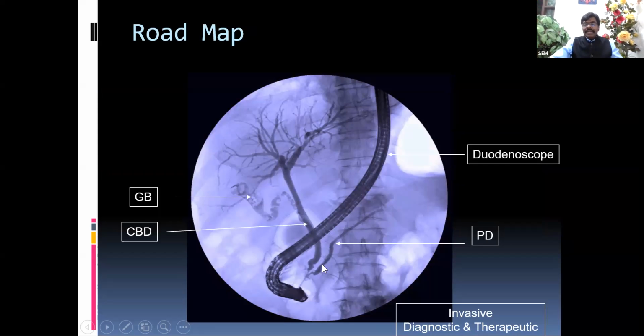What is the difference between the bile duct and pancreatic duct? The pancreatic duct will go right across the L1 vertebra. See, this is T12, this is L1. So the bile duct goes right across. So this is the head, body, and tail of pancreas going right across. This is on the right side of the vertebra, right upper quadrant. So right hepatic, left hepatic duct, gallbladder, cystic duct, common bile duct, common channel, and sphincter of Oddi, where the duodenoscope is going and just cannulating. Okay, so this is the procedure.